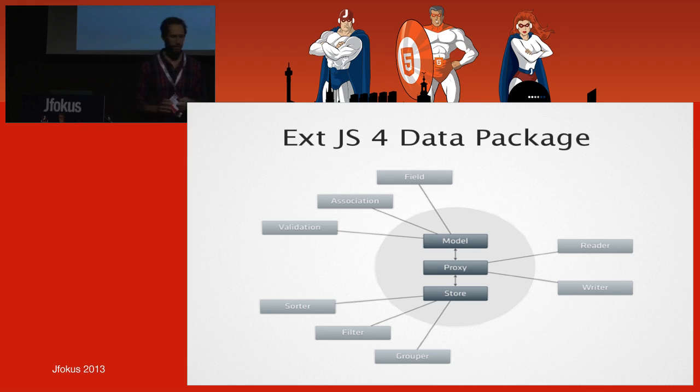And this is basically a high-level picture of the entire data package in Ext. So you see the main ones in the middle that you interact with the most. Models have fields. You can associate models with other models. You can validate on the model level. The store can be sorted, filtered, grouped, any way you want. And the proxy interacts with the outside world, Ajax, JSON-P, whatever you want.